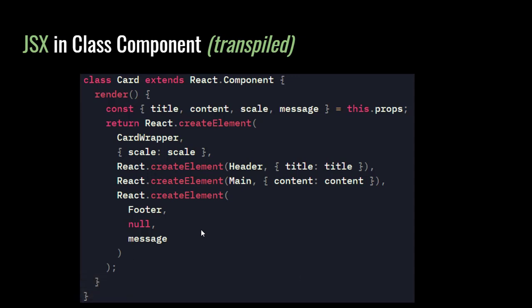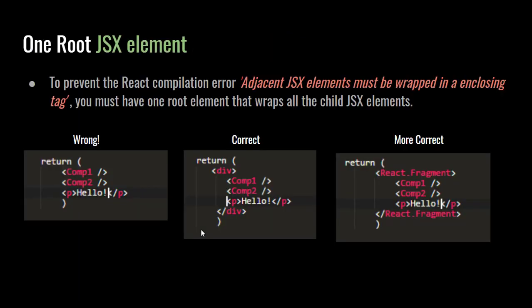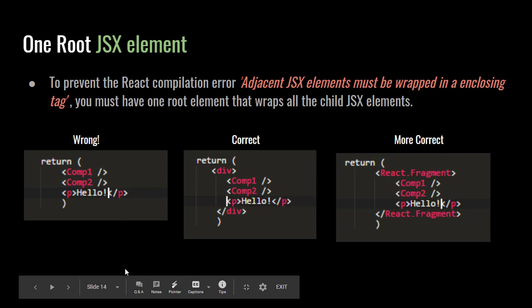Now this could be the right way. If you want to do this this way, this is perfectly fine. It's a little bit more control, a little bit more work. One thing I know already, one root element, otherwise you'll get this error all the time. Adjacent JSX elements must be wrapped in enclosing tags, so you have to wrap it all in one parent tag. If you look at the wrong way there on the left, you can see they're all adjacent. That's going to give you that error.